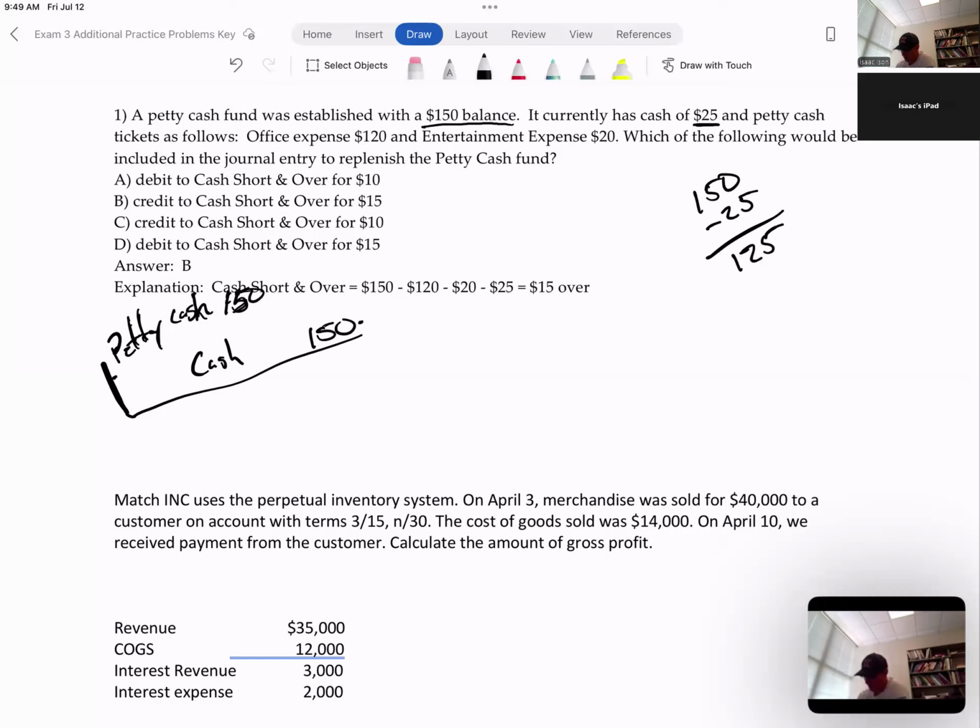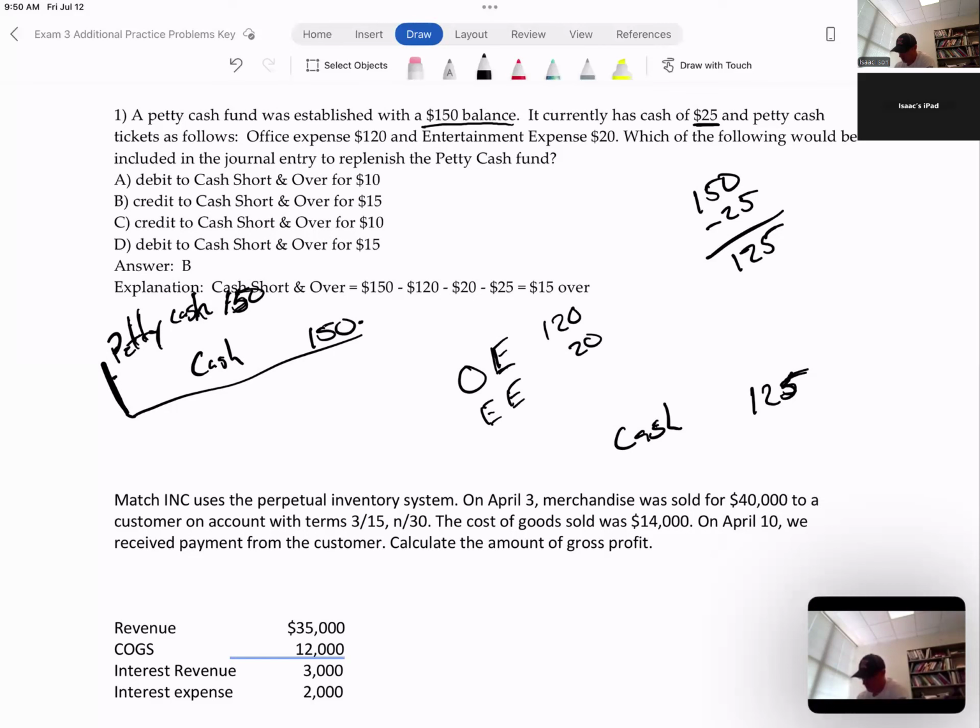So we're crediting cash 125. That's replenishing the fund. Don't credit petty cash, just credit cash. Then you record your expenses, and you can abbreviate on the test too: office expense 120. Remember, expenses are debit balances. So office expense 120, entertainment expense 20. That's all the expenses it has listed.